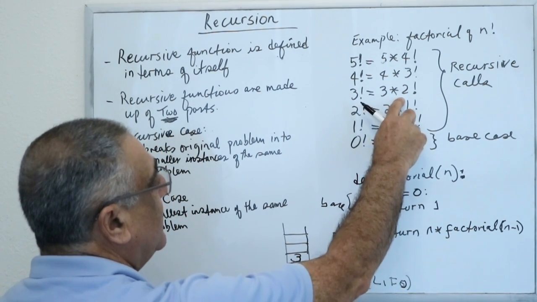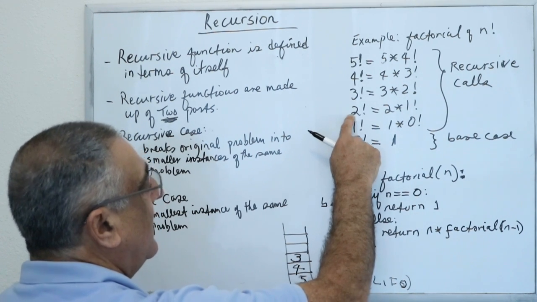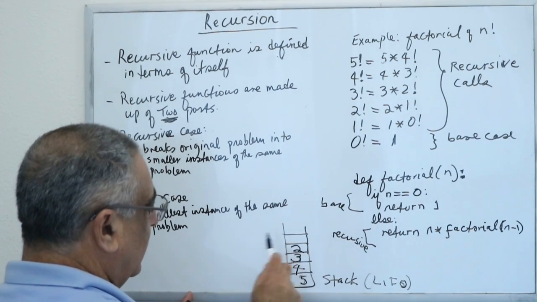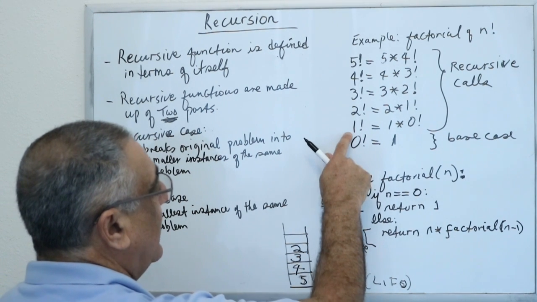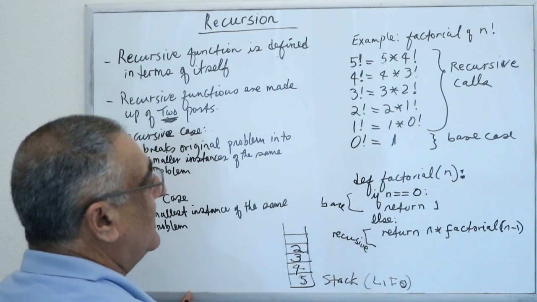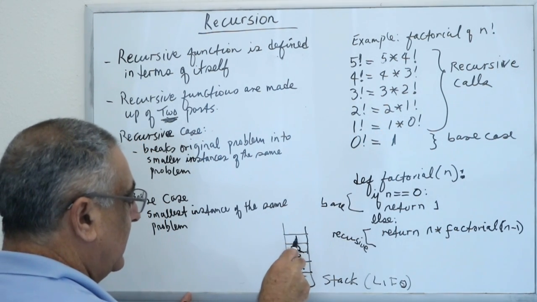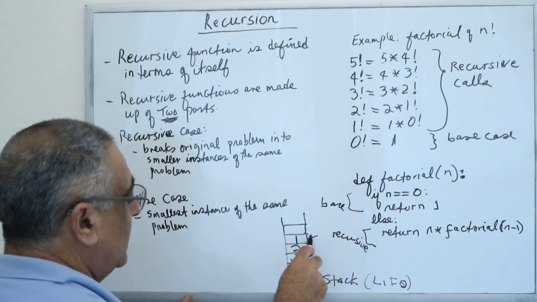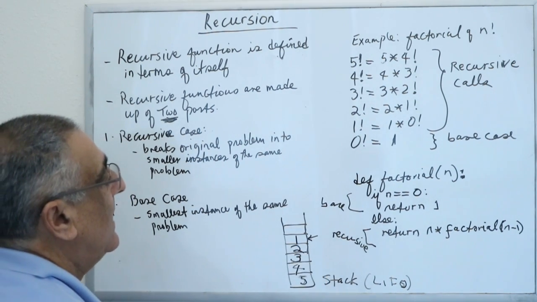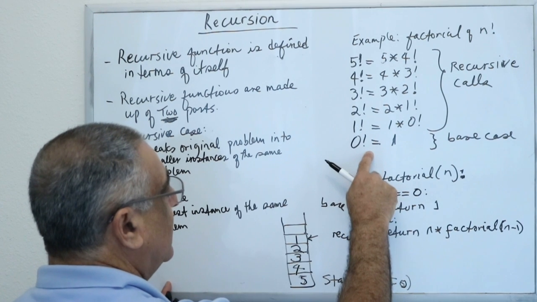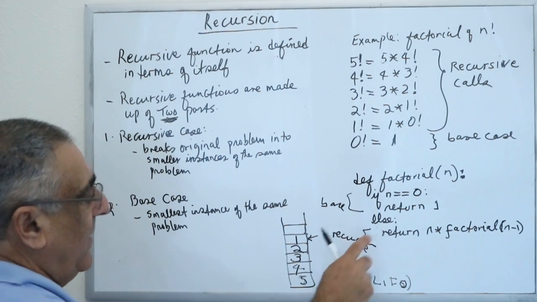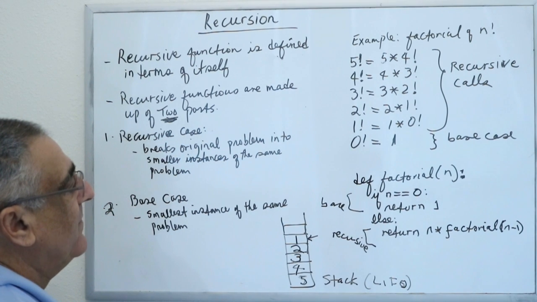Now, 2 factorial happens to be 2 times the factorial of 1. So put the 2 here, see? Then you go to 1. 1 factorial is 1 times the factorial of 0. So this is our stack, and this is where the top of the stack is. Now, you go to the base case, which is 0 factorial, and 0 factorial is defined to be 1. That's the code right here.